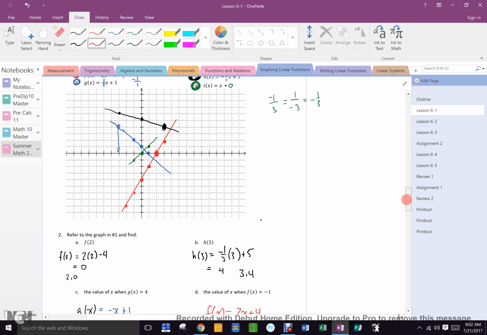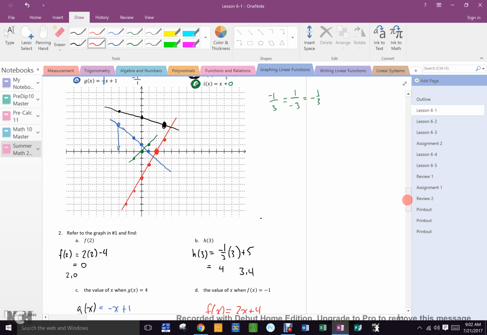Let's check, shall we? When f of x is negative 1, right there, go out here. Is that 1.5? Yes, it is. Can everybody work from graph to graph, equation to graph, equation to equation?